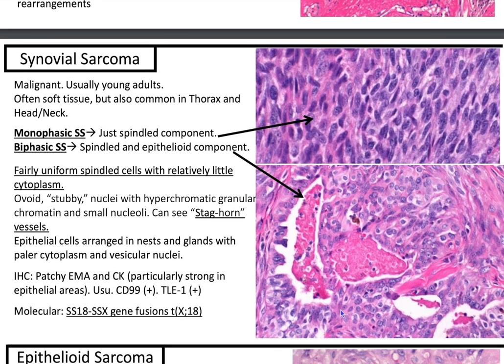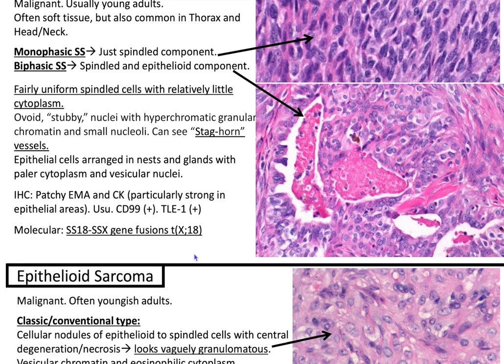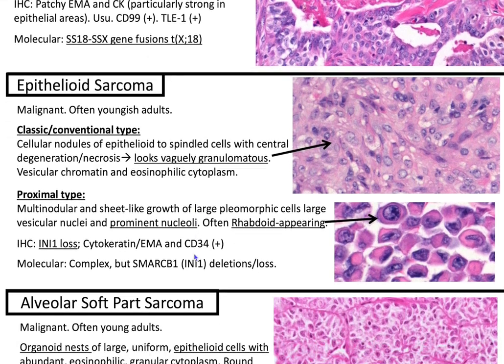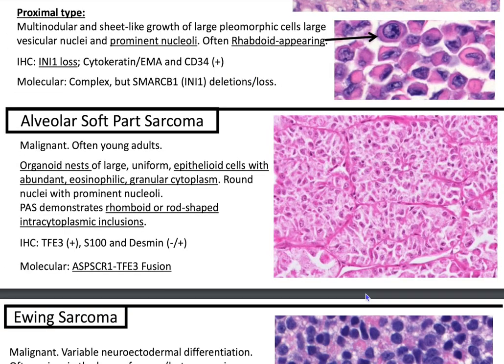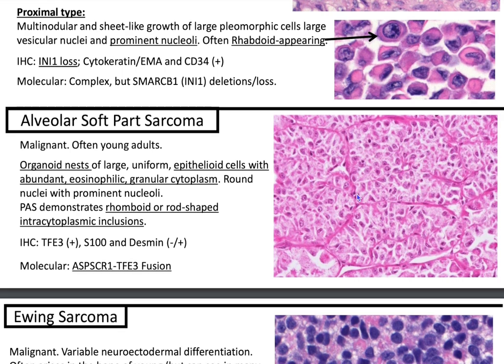Synovial sarcoma, monophasic, biphasic, usually young adults, often in the thorax and head and neck, has an SS18 fusion. Epithelioid sarcoma, classic conventional type, looks vaguely granulomatous. Proximal type has these rhabdoid appearing cells, and it has that INI loss. Alveolar soft part sarcoma, TFE3 positive, organoid nest of large uniform epithelioid cells with abundant eosinophilic granular cytoplasm.